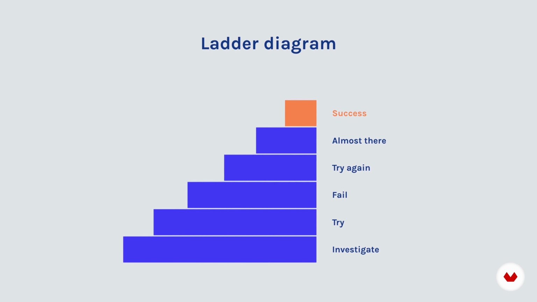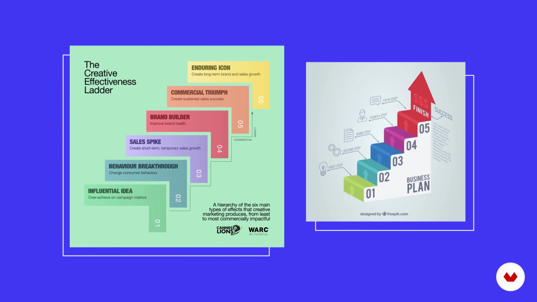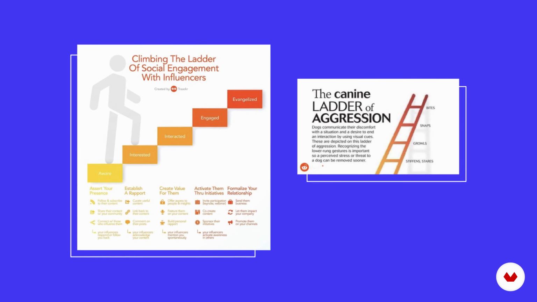Next, we have a ladder diagram. It works a bit like a timeline, but we can add value to each step. In other words, the further you go, the higher you get. This visual metaphor is often used to measure success or intensity.